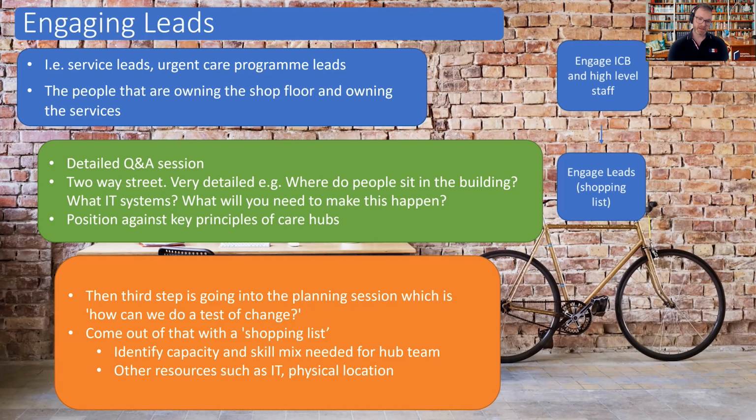And the third step was then really going into a planning session. How can we do a test of change? We've got a method for you. How can we think this will help you implement it? How can this happen? Come up with a shopping list to do the test of change. What do you need? Identify capacity, identify the skill mix needed, other resources such as IT, physical location. You'd be amazed. Actually, in this project, they had to keep moving because they didn't have a physical location in the end. Every week, they'd have to move everything into a new office, a new place. So it's another example of complexity. Settings are constrained. So that is engaging leads.